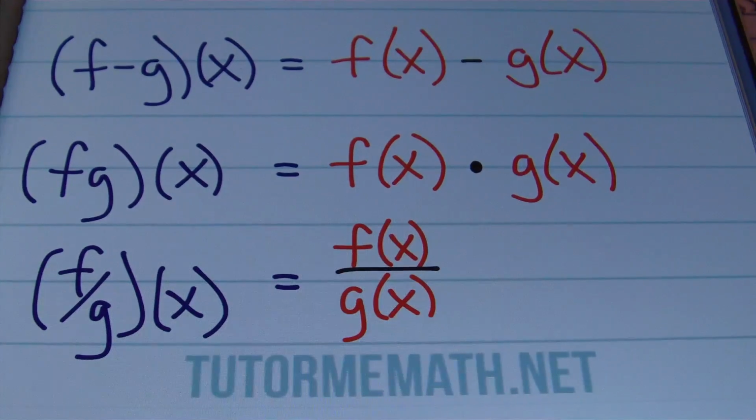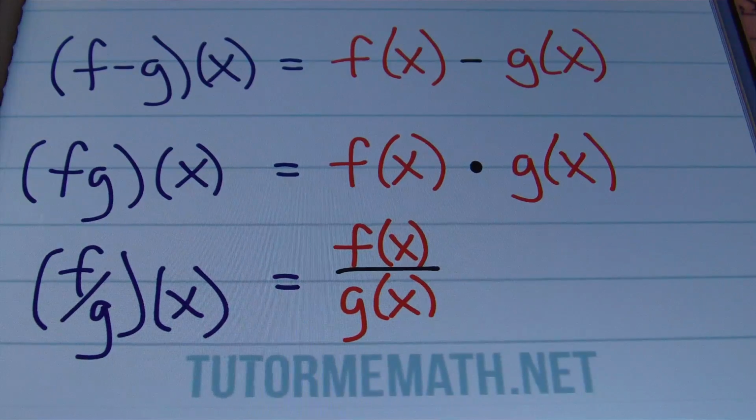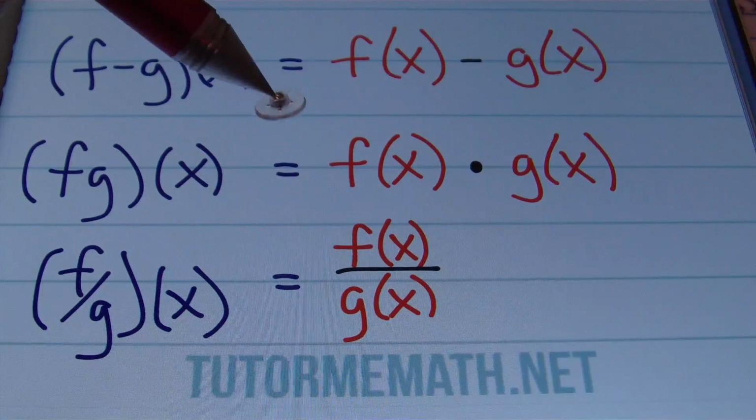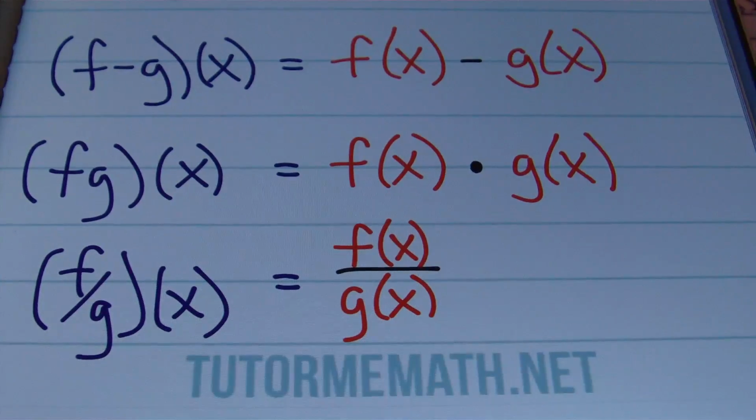Finally, you're going to end up with f divided by g of x, or f over g of x, and that's simply going to mean that you're going to find the quotient of the two functions. That's right, make it into a fraction, simplify it, and done. All right, so let's look at some examples.